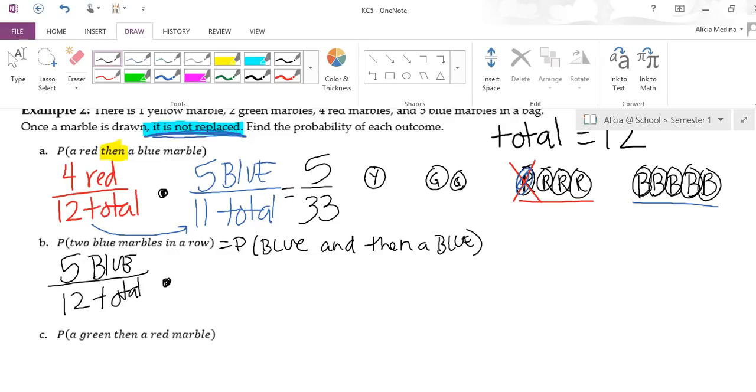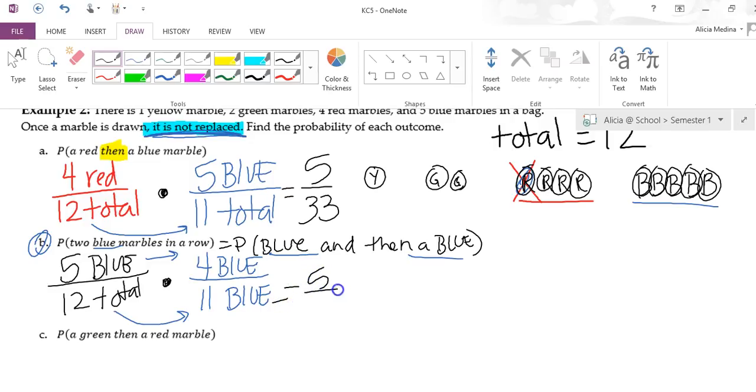So now, kind of tricky here, because if I pick a blue one the first time, how many do I have the second time? I only have 4 to pick from now because I took one out. And I'm not replacing it, and that also means I have to subtract 1 from the bottom because I took that first marble out. So if it's the same color, blue and blue, I took a blue out and then I took another one. You have to remember to take one out of the numerator as well. So multiplying these out, I get an answer of 5 over 33.